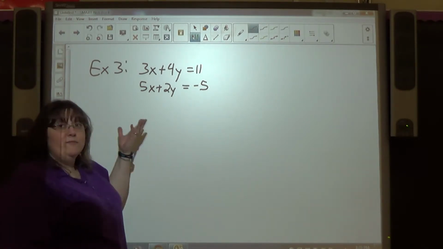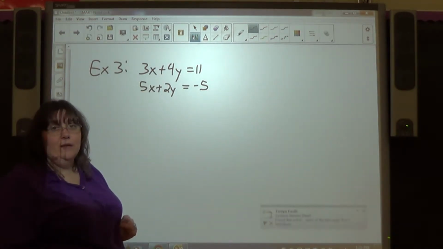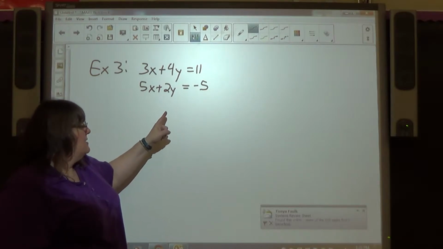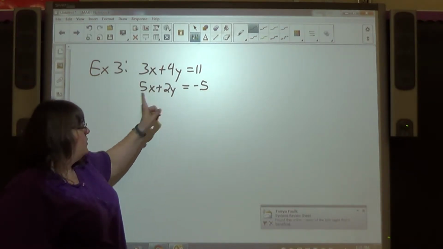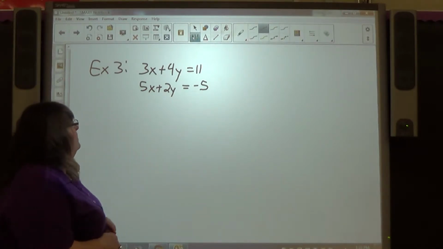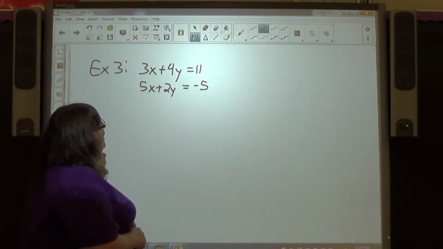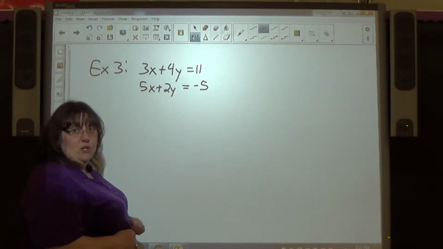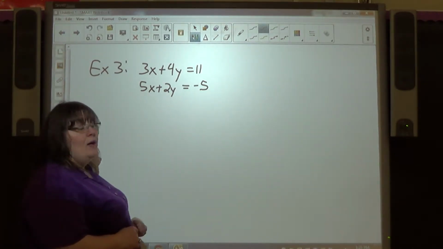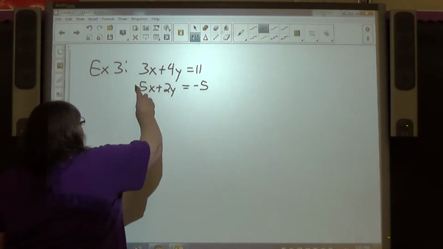We all know we don't want to do a lot of work. So let's look at what's in front of y. I have a 4y, I have a 2y. 2 is a factor of 4. 4 is twice 2. So, here we go. Let's use the y's to eliminate. I need to multiply this one by 2 to make it look like a 4. But I also need a negative. So let's multiply the entire equation by negative 2.